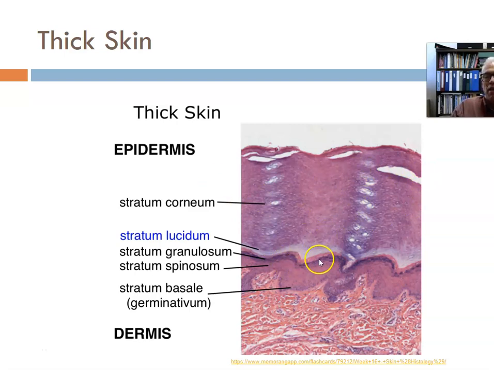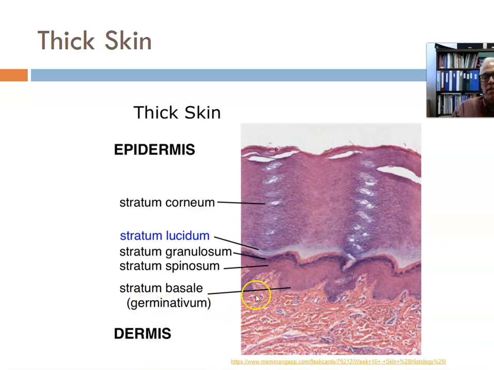You can see the granular layer here with all its little granules inside the cells, which give it this darker staining characteristic. Thick skin also has an extra layer that wasn't mentioned in our previous listing out. That's called the stratum lucidum. Thick skin has like a transparent few layers of keratinocytes just at the point where the keratinocytes die and start forming the keratinized layer.